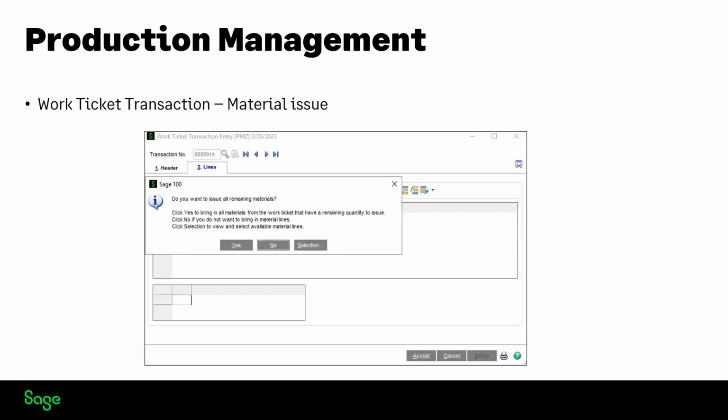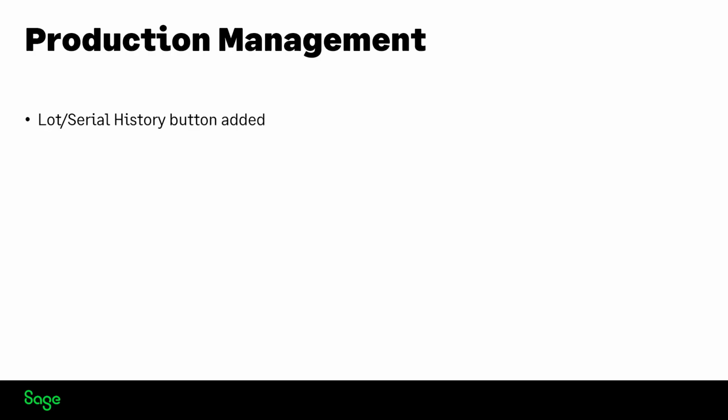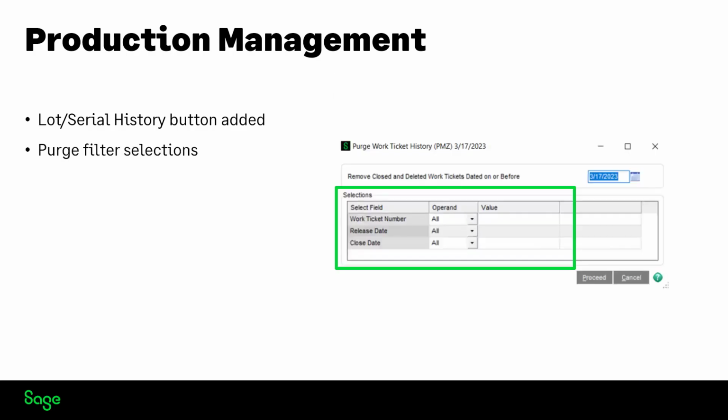Material issue workflow improvements have been made in work ticket transaction entry. You can now import available material lines several different ways. Yes brings in remaining materials from the work ticket. No doesn't. And clicking on the selection button allows you to pick specific material lines by selecting the checkbox. The Lot Serial History button has been added to several places. Our example is a work ticket history inquiry. You now have filter selections when purging work ticket history.